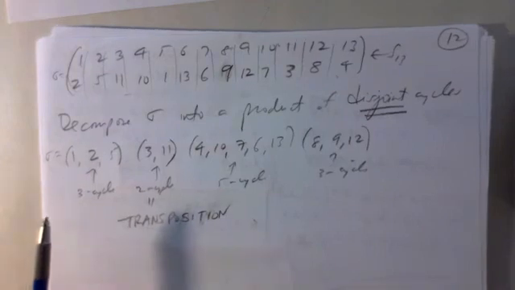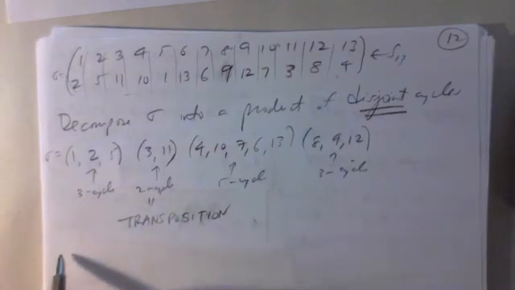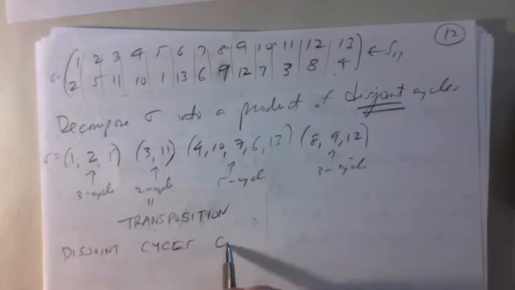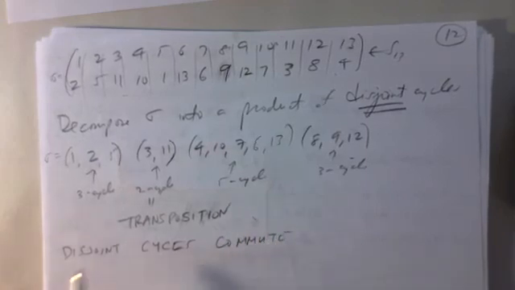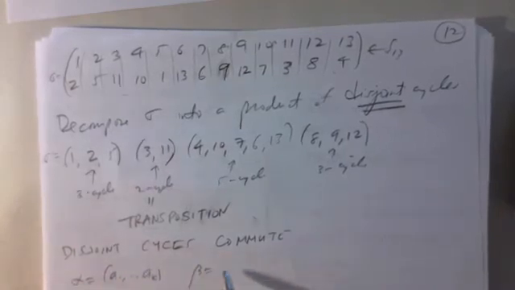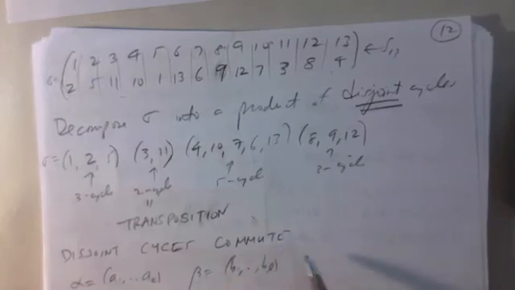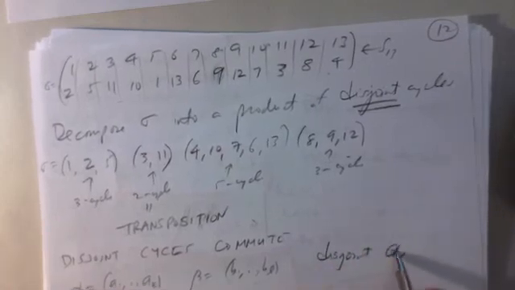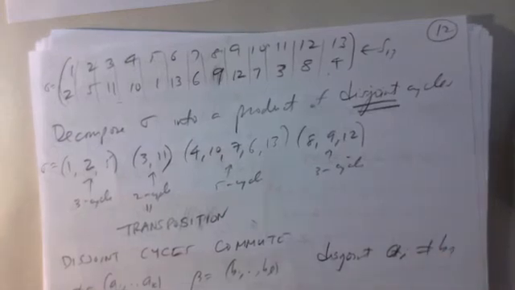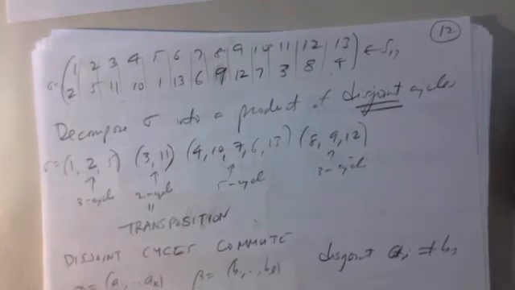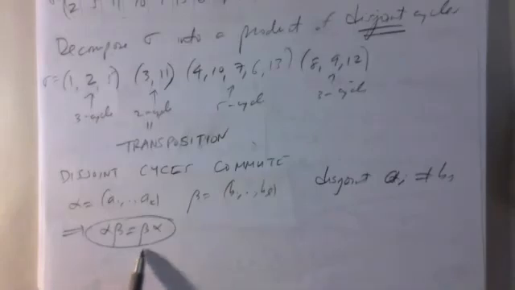And these cycles are disjoint. And I should also make the following observation. Disjoint cycles commute. So if you have alpha equal (A1 up to AK), a K cycle, and beta equal (B1 up to B sub L), an L cycle, and these are disjoint, so all the numbers AI are different from all the numbers BJ, then alpha times beta equals beta times alpha. So for disjoint cycles, the order you write them doesn't matter. Alpha times beta equals beta times alpha.